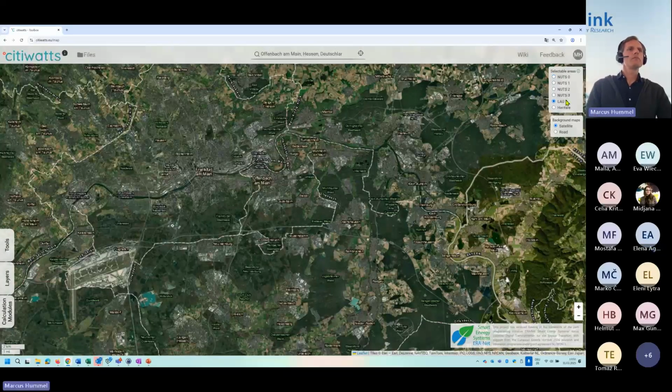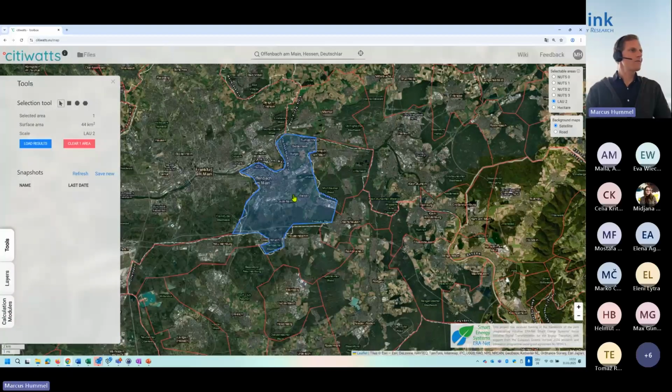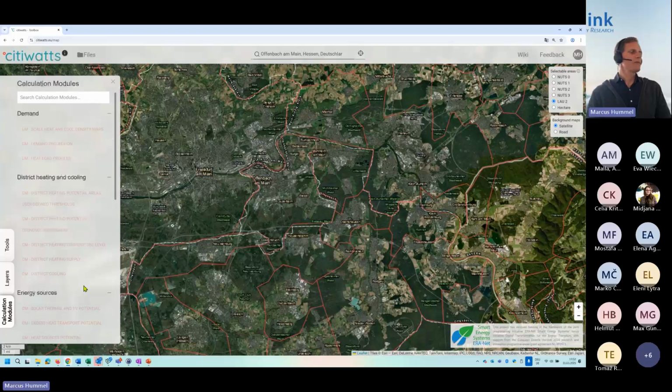I will select LAU 2 level, as we have heard last week. So that's the municipality level in many of the European countries. I select it right now. So that's the analysis area. Important, I repeat that, it has been said as well, but it's important to select the region in order to be able to use any of the calculation modules. I will show it to you now. All of them, or many of them, are accessible. If I don't select it, I'm not able to run any calculation.